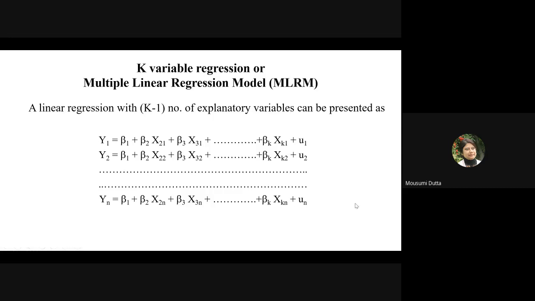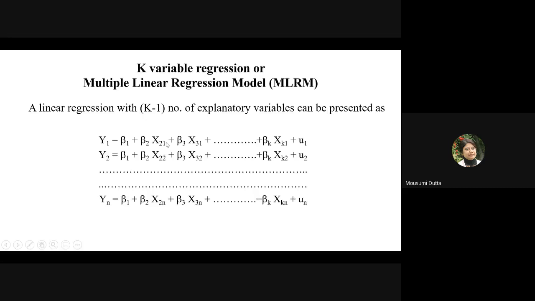However, it is a change from the two variable model in the sense that we are bringing several explanatory variables into our model. So the first equation can be written as y1 is equal to beta 1 plus beta 2 x21 plus beta 3 x31 plus up to beta k xk1 plus u1 in this format. In a similar way, we can write the second y observation in this format, and we can move up to the nth observation.